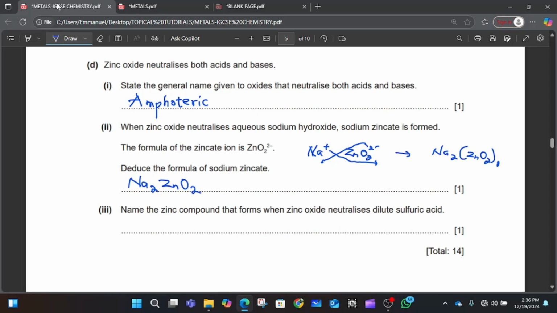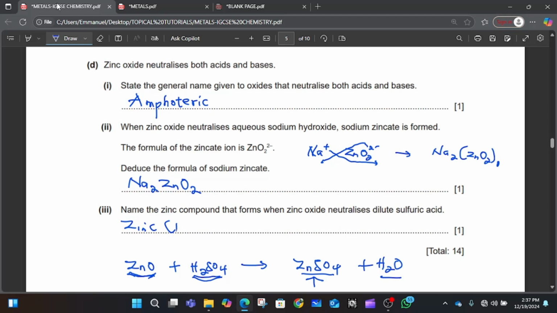III. Name the zinc compound that forms when zinc oxide neutralizes dilute sulfuric acid. Zinc oxide is amphoteric, and so this time, as it is reacting with sulfuric acid, it is now acting as a base. And once a base and an acid react, we get a salt plus water. So the zinc compound formed here is zinc sulfate, or sometimes they just call it zinc sulfate.